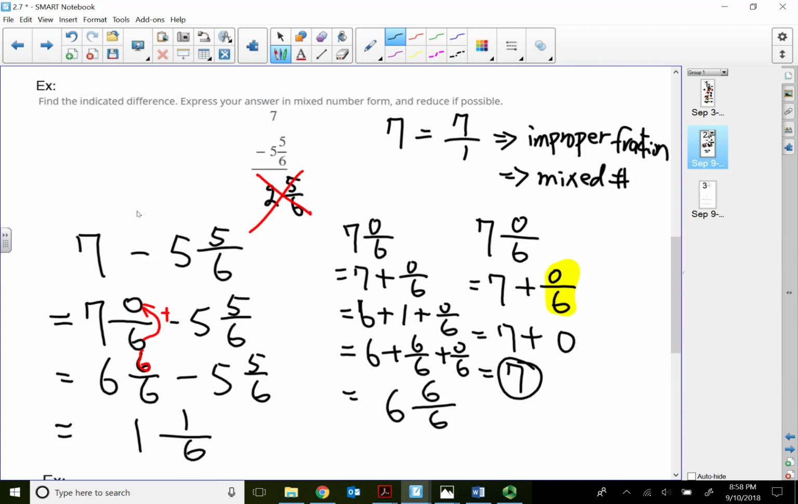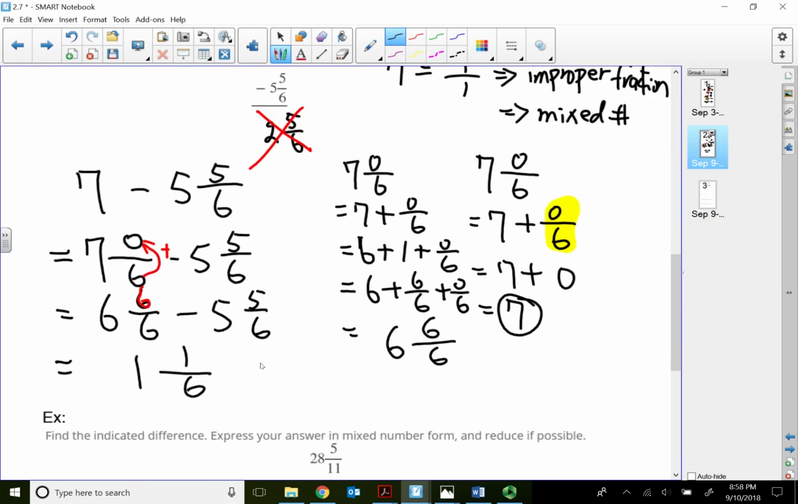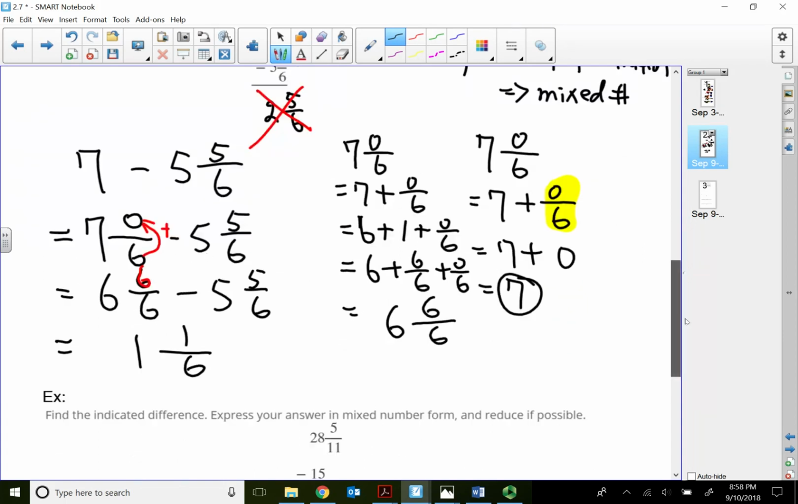If a whole number is at the front and a mixed number on the back, then I have to view my whole number in a different manner in order to subtract. All right, watch out for problems like this. They're very important because of all the concepts that are built into just a whole number up front.